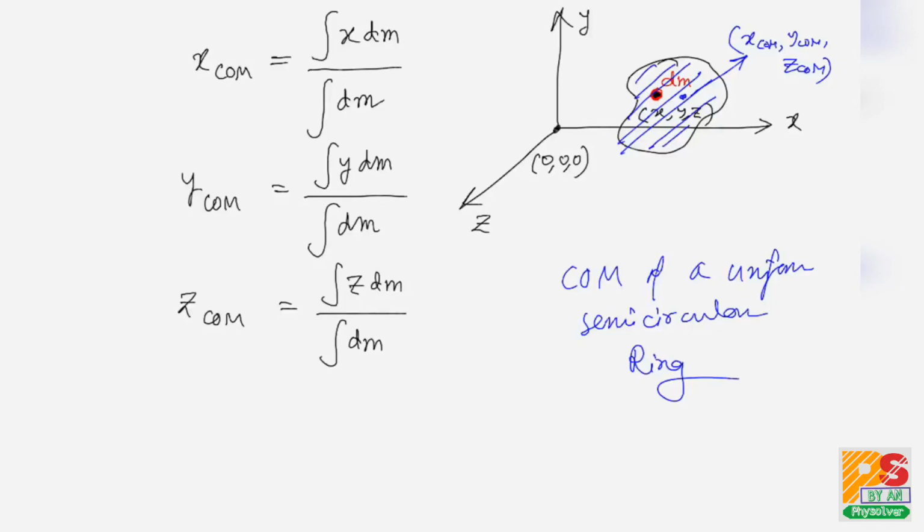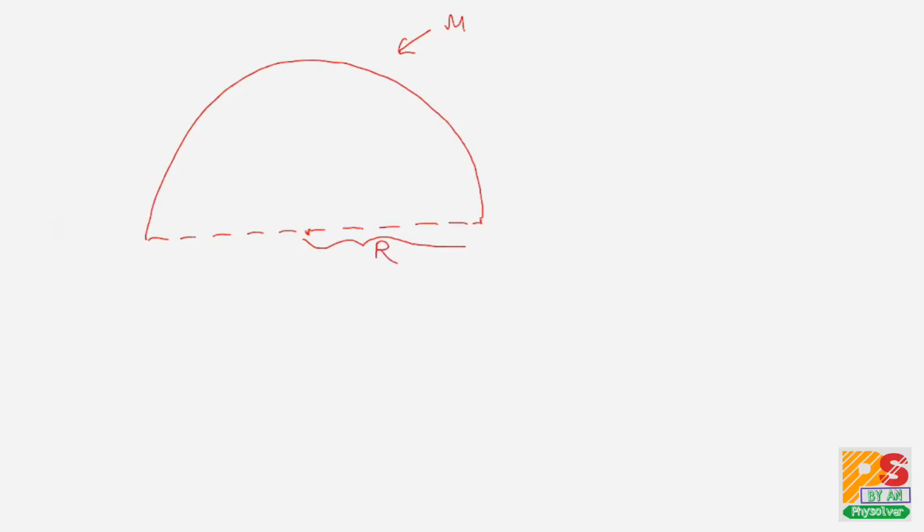Okay, let the mass of that ring be m and the radius of the ring be r. Proceed to the next slide. This is the ring, semicircular ring. Mass of the ring is m and radius is r, so this is r. Now we take this point as our origin, so this is the x-axis, this is the y-axis, and the coordinate of this point is 0 comma 0. Suppose this is O.